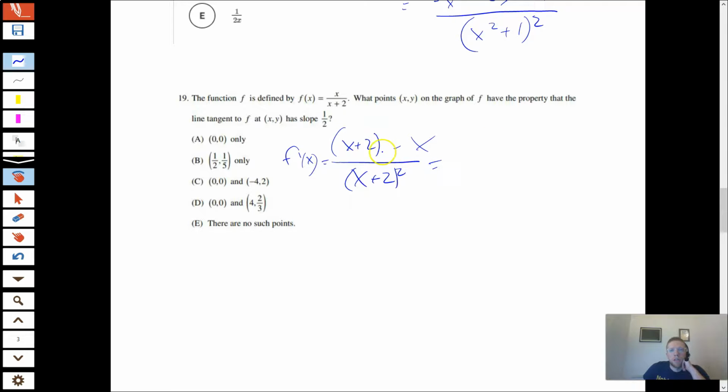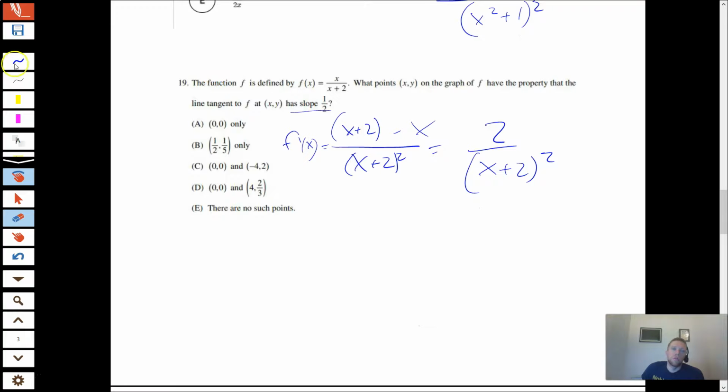And then I'm going to simplify, and my x's cancel out on top, right? So I'm left with 2 over x plus 2 squared. And then the tangent line has a slope 1/2. So most important calculus fact: the slope of the tangent line is the derivative, right? Where the derivative is the slope of the tangent line, so set them equal to each other.